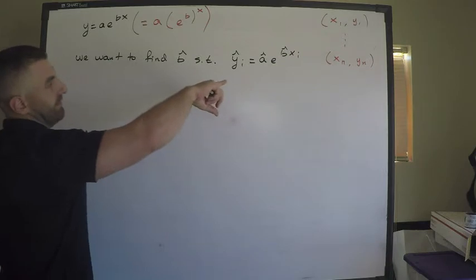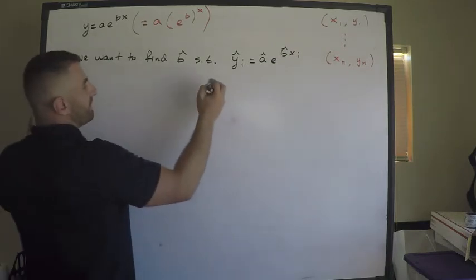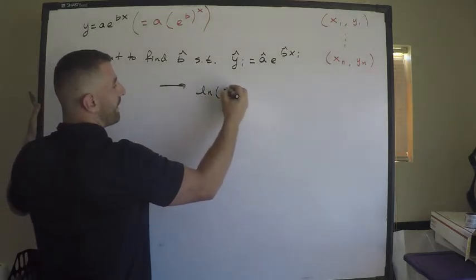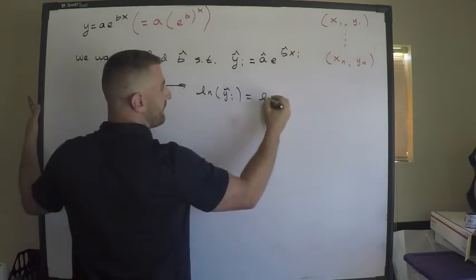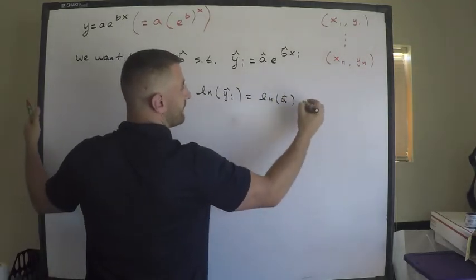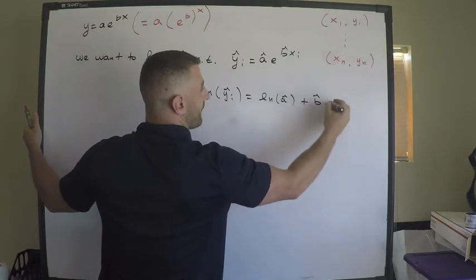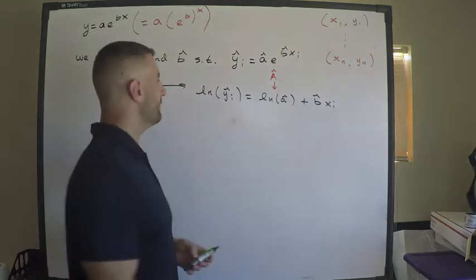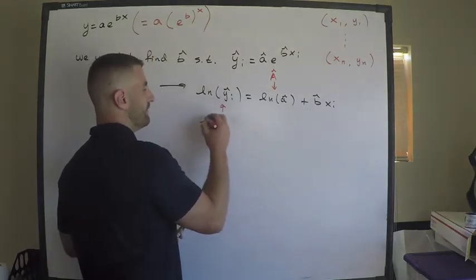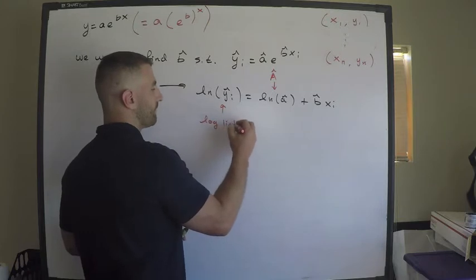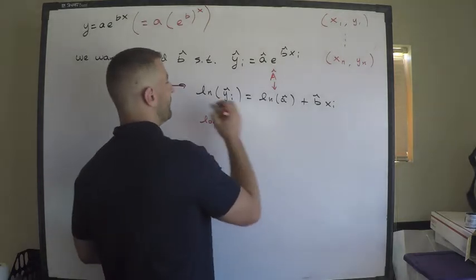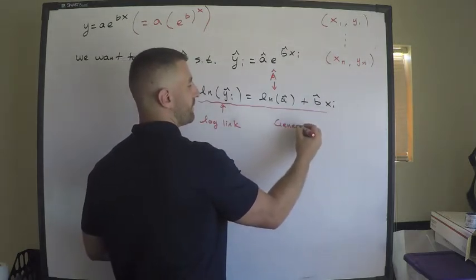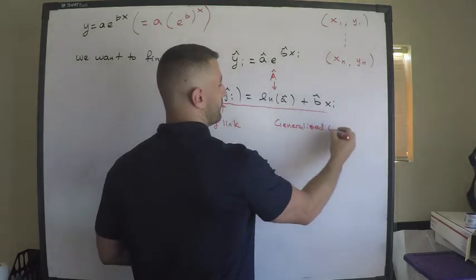So let's take the ln of this, okay? This is the same thing as saying that we have ln of yi is equal to ln of a hat plus b hat xi. So this is really a generalized linear model, and the reason is because this is the log link. So this whole equation, this whole function, is a generalized linear model.